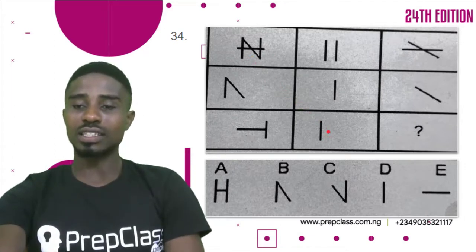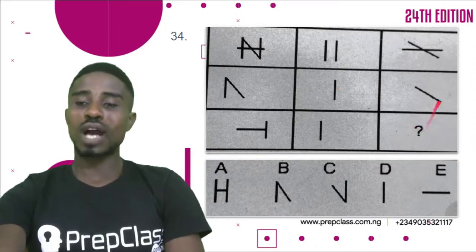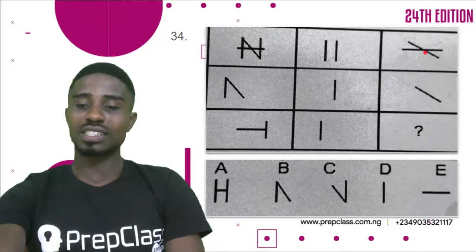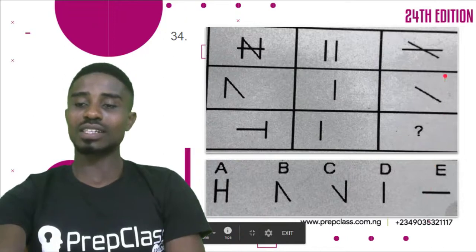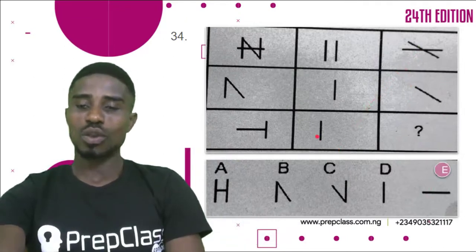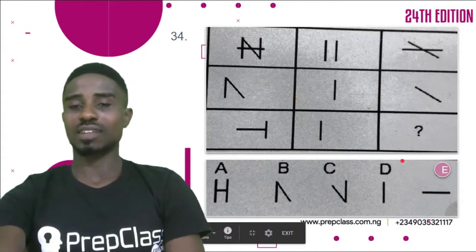So if you look at this again, this plus this will give us this. So we basically need something to add to this that will give us this. So what was added to this to give us this? Definitely, it will be no other than option E. So this was added to this to give us this. Let's check it out. Question 34, option E is our correct answer.